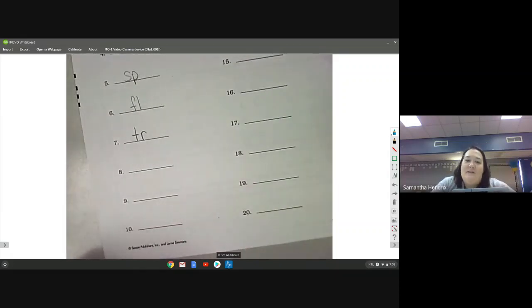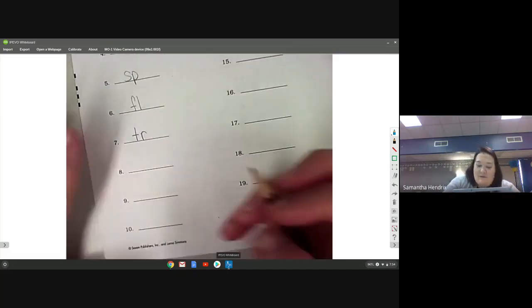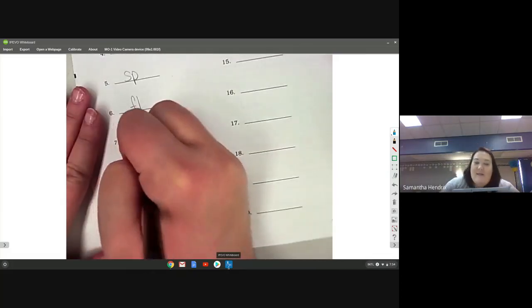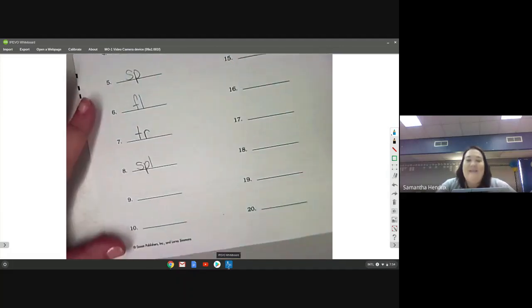Miss Hendricks is trying to do this left-handed and I'm right-handed. Spl. There we go. What letters? There's 3 of them. Write them down. SPL. Okay. Number 9.